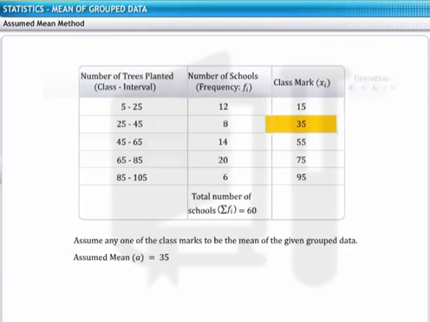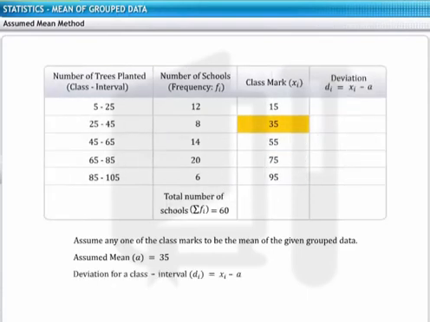Now, let us find the difference between the class mark for each class interval and our assumed mean. We'll term it as deviation and denote it as di. The deviation for the first class interval is 15 minus 35, or minus 20. Similarly, for the second class interval, the deviation is 35 minus 35, or 0, and so on.